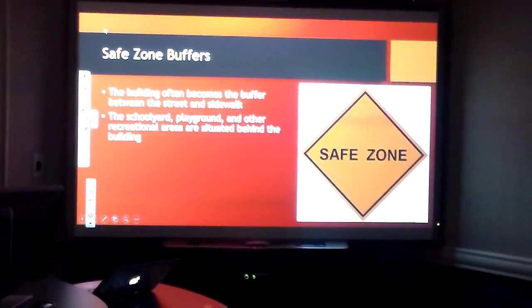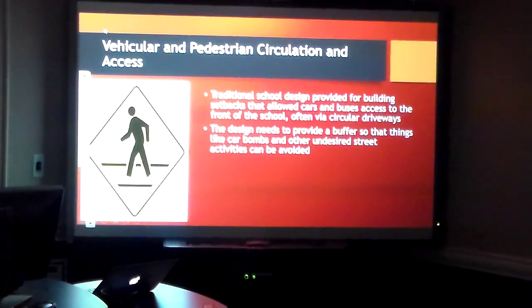When this occurs, they have safe zone buffers. These are the area between the street and the sidewalk. Most of the time, this is the schoolyard, playground, and other recreational areas, and you'll find most of the time these are behind the building. So even having access and being able to see them is a little challenging as well.